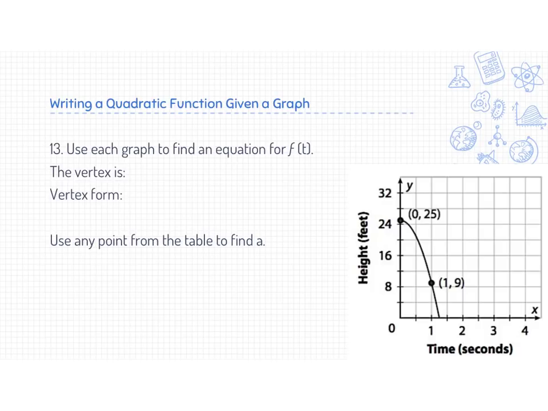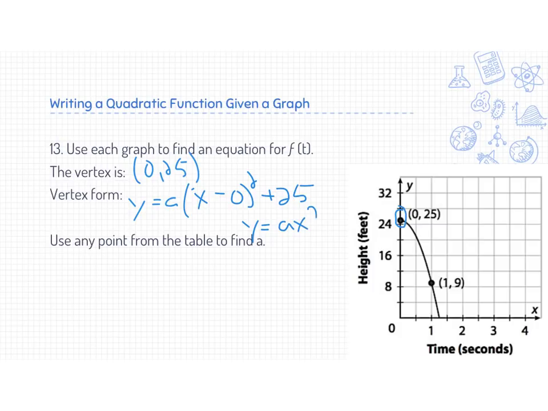Now, similar deal, but now we're doing it from a graph, so we need to identify our graph as far as the vertex. So then we're going to go with that as our vertex. So our vertex is at 0, 25. So then our vertex form is going to be y equals a times x minus h, which is 0, squared plus k, which is 25. So simplify that down, and we get y equals ax squared plus 25.